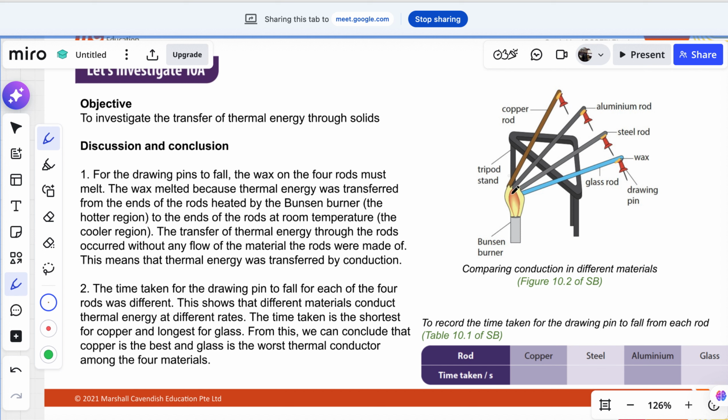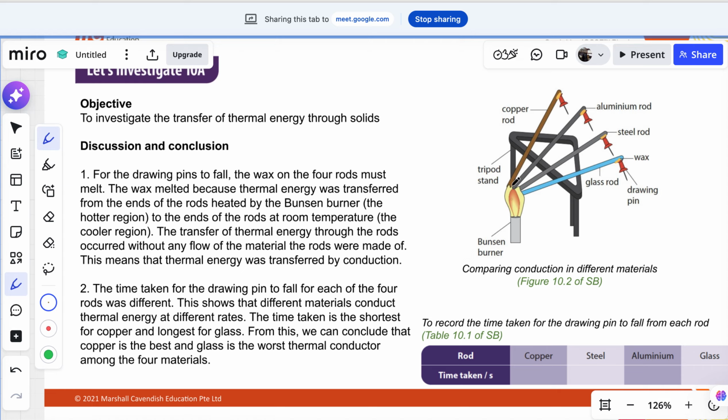And then you heat. We record the time it takes for the pin to fall off. When the heat reaches here, it will melt the candle wax and the pin will fall off. When this candle wax is melted, the pin will fall off. So we record the time it takes for the pin attached to the glass rod to fall off.